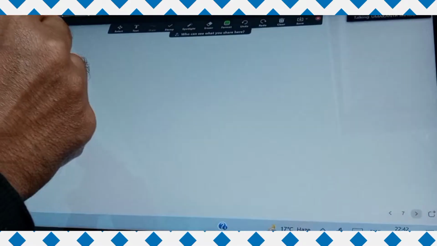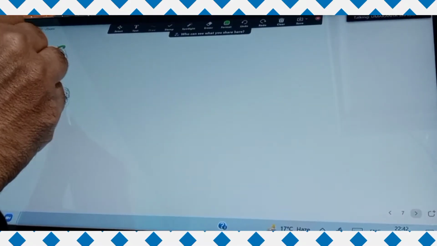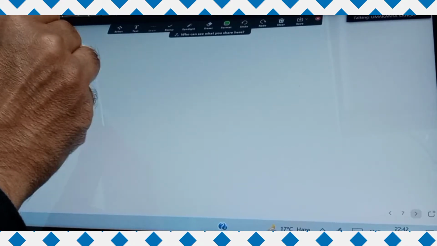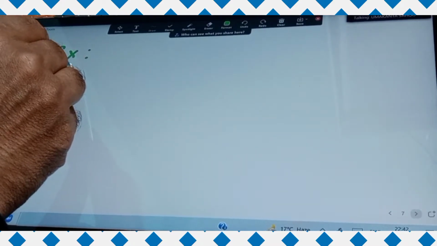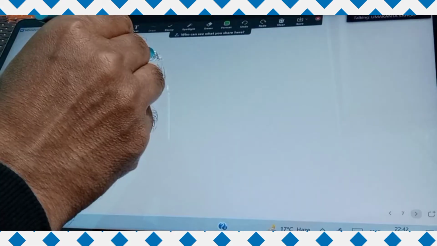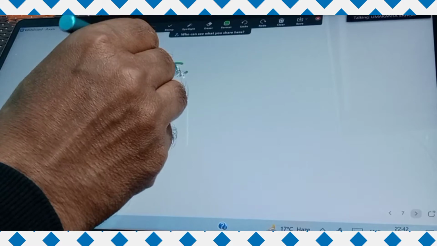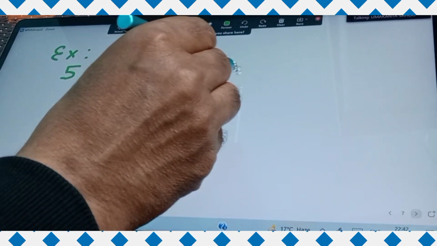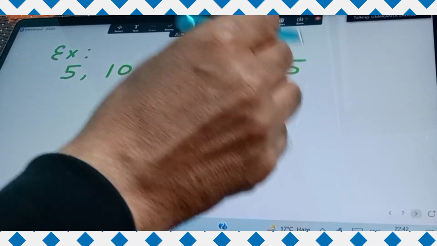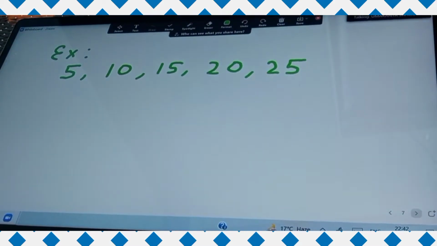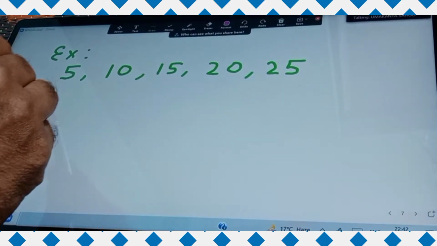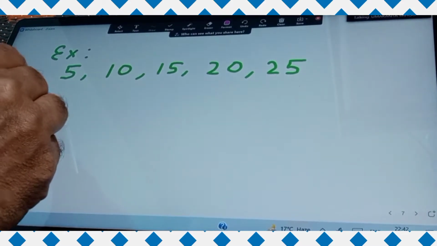But here you see another example: 5, 10, 15, then the next term is 20, the next term is 25. This is a group of numbers that are multiples of 5. You can clearly see the difference between the two consecutive terms is always 5.